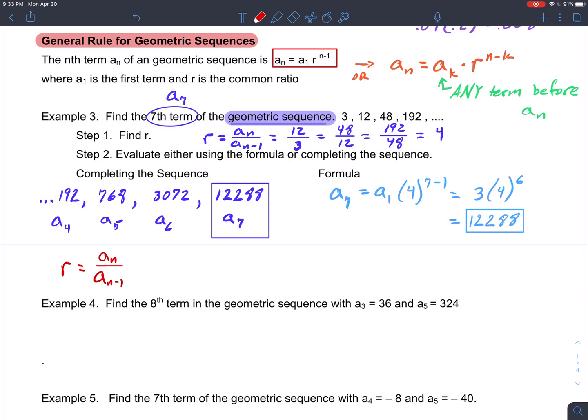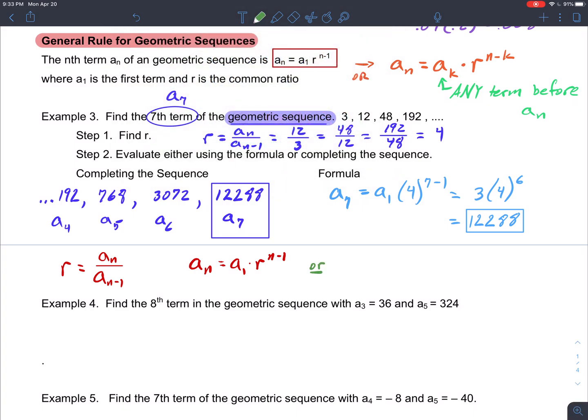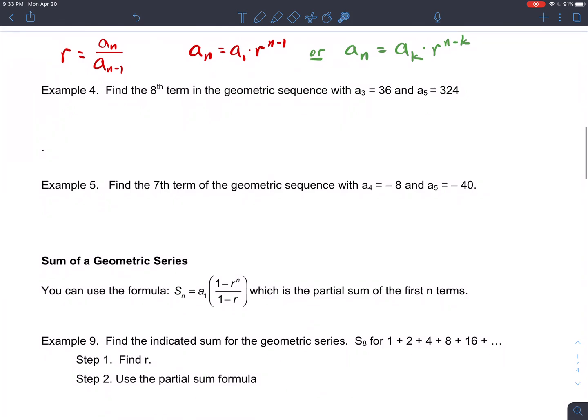We can express the general term, meaning any term of interest, a sub n, as the first term times the common ratio raised to the n minus 1 power, or as any given previous term, a sub k, times the common ratio to the n minus k power. So we don't necessarily have to have the first term if we go more generic like this green formula suggests. All right, so let's go on.